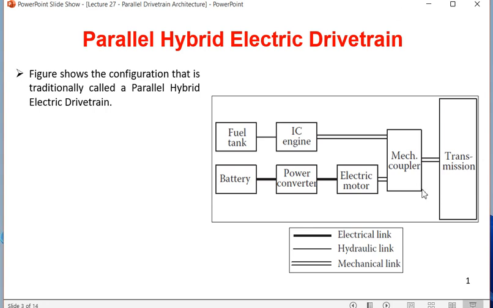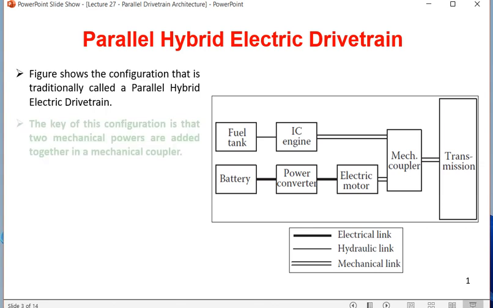Anyways, after the mechanical coupling, we are generating a mechanical output from the mechanical coupler, and that will go to the transmission. So there may be a differential, it will go to the wheel and all those things. So there are two basic differences between series hybrid and parallel hybrid. One difference is in series hybrid there is a generator. In case of parallel hybrid there is no generator. So this drivetrain is comparatively lighter than series hybrid. Second basic difference is in series hybrid we are using electrical coupling, in parallel hybrid we are using mechanical coupling.